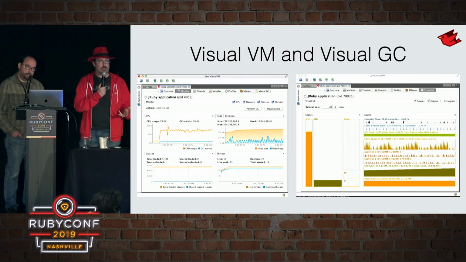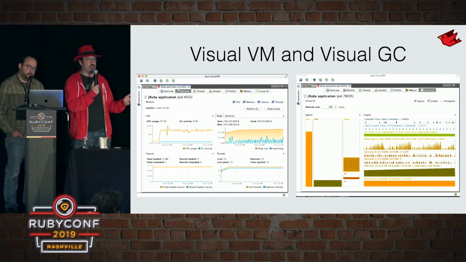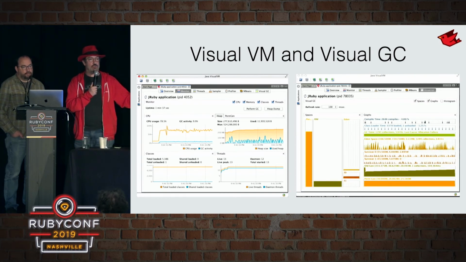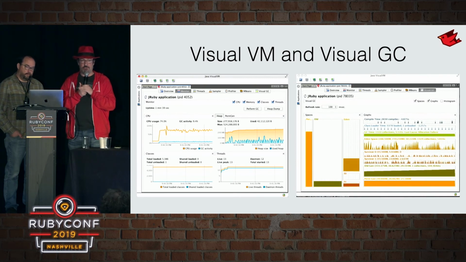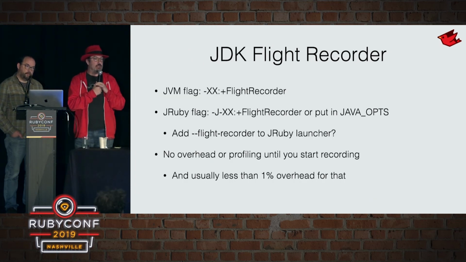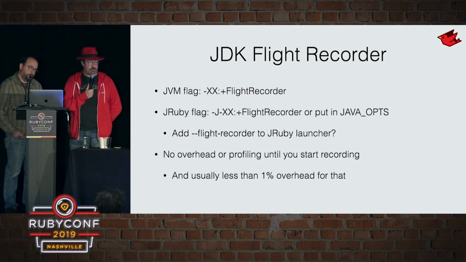Maybe there's a wasted, fast loop that's allocating too many objects. But it gives you a really good view into what's happening on a live JRuby instance. So for a little bit deeper information, we can go to the JDK Flight Recorder.